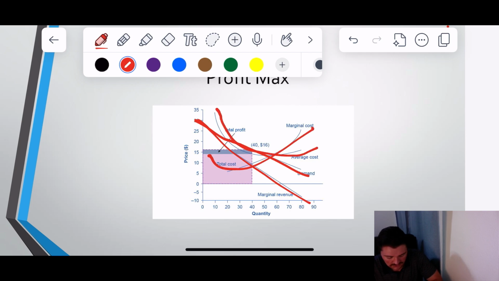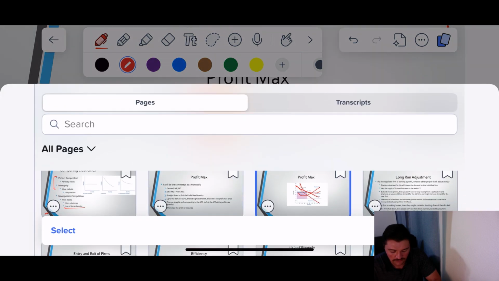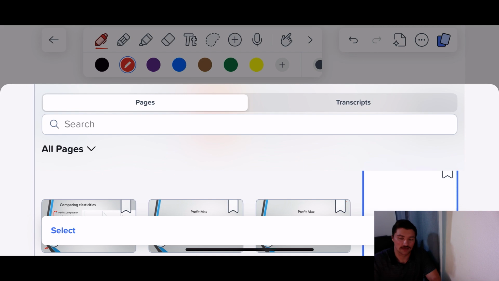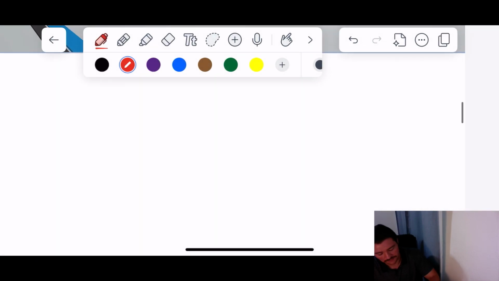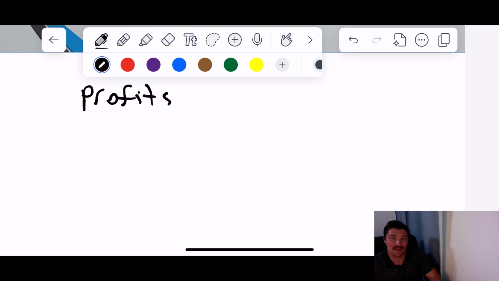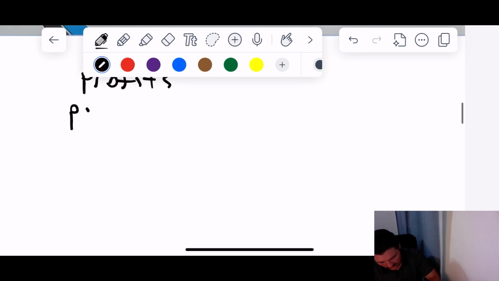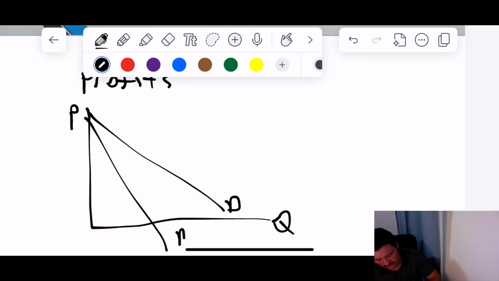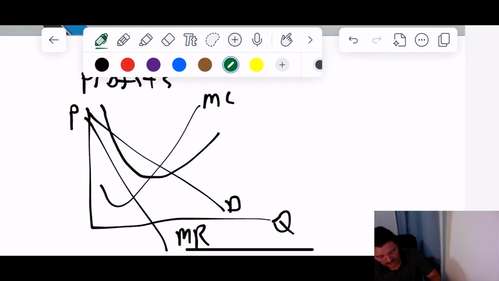So I'll draw this step by step to really show you the difference of what we're looking for in terms of profits, losses, and also zero profits. Okay, so we're going to do profits first, and again, this is the same steps as a monopoly. All right, so we have a demand curve, we have a marginal revenue, we have a marginal cost, and we have our ATC here. So again, step one, MR equals MC.